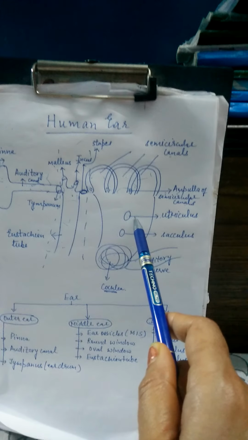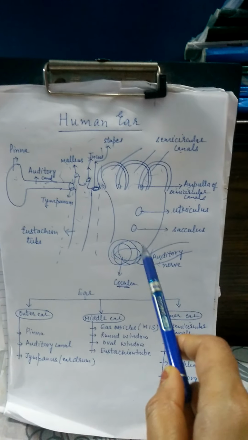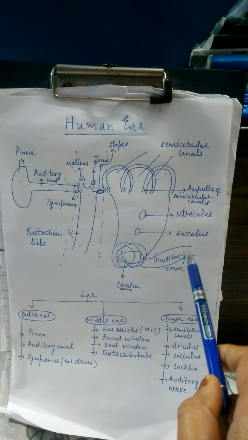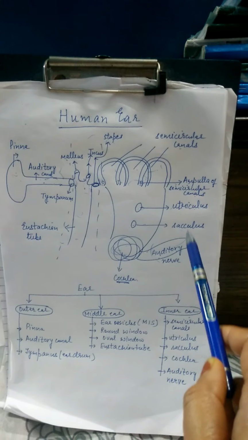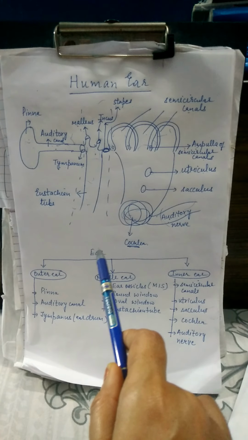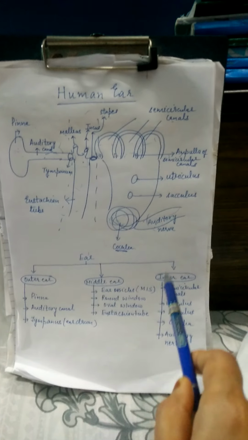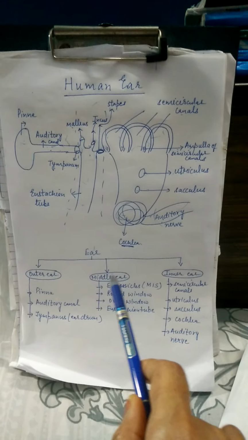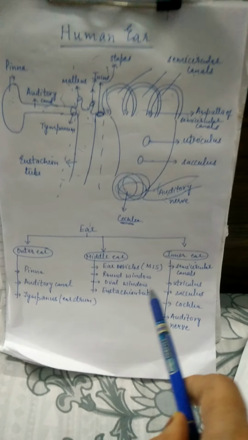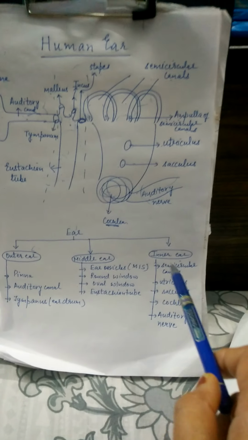You can see the structures utriculus, sacculus, the spiral shaped structure, cochlea. This is the auditory nerve. Right. See, children, now below in this page, you can see that I have drawn a flow chart of the divisions of the human ear. The human ear can be divided into three basic regions or three basic parts. We can see outer ear, middle ear, and inner ear.